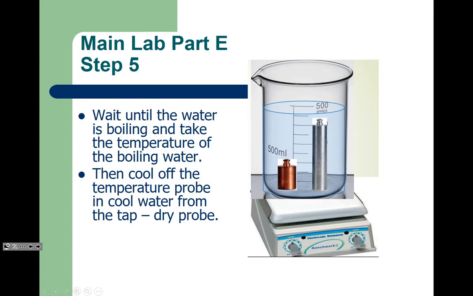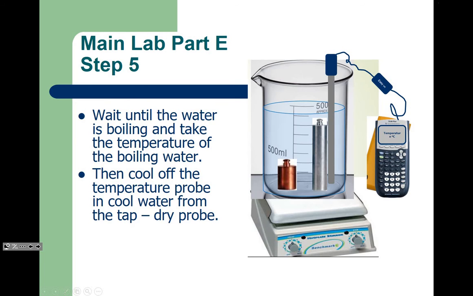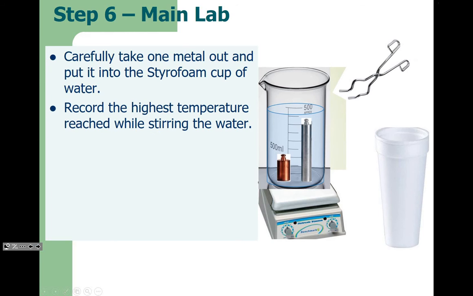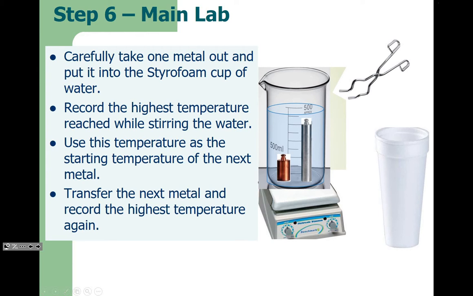So at water's boiling, you're going to take the temperature of the water boiling. Then you've got to cool down that probe before you can do anything else. Put it under some cold water, running water. Get it back to the original temperature of your styrofoam cup. Then put the temperature probe in your styrofoam cup. Okay? So I don't show the temperature probe here, but that's what you're going to put there. You're going to then, one at a time, move this into the styrofoam cup.